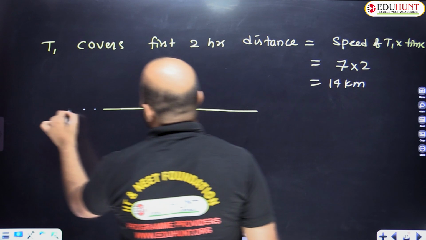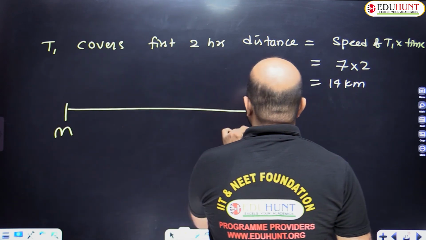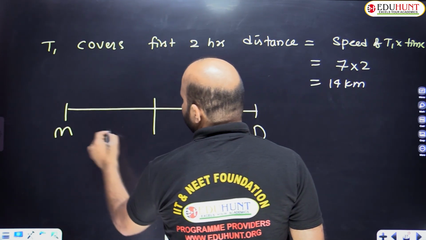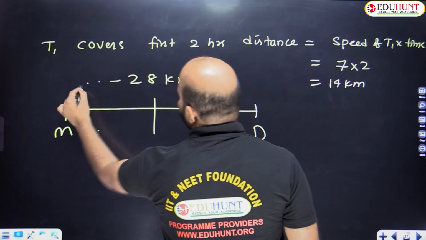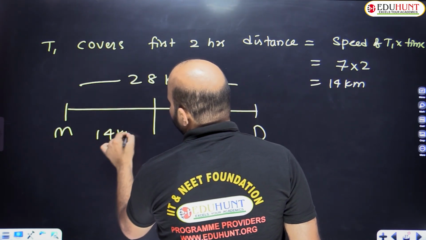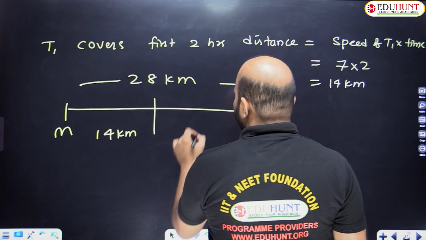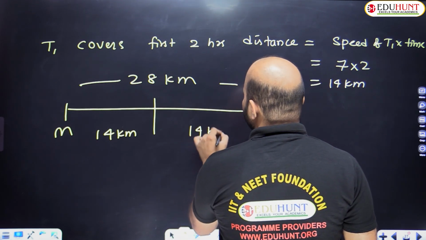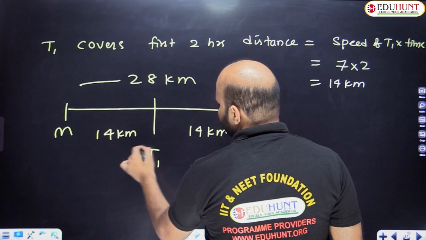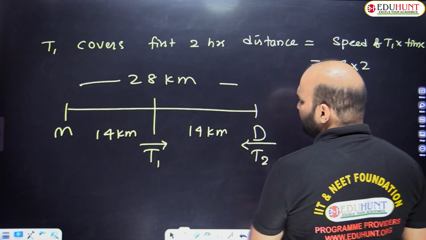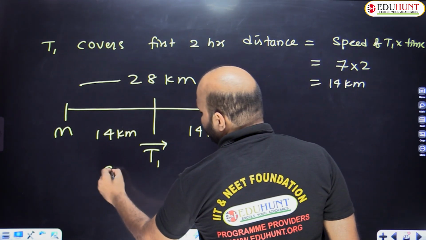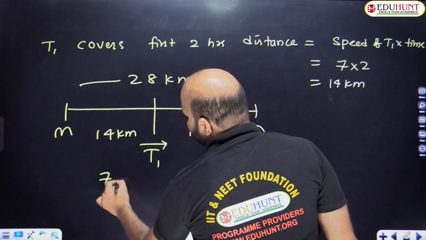So clearly we need to understand, this is Meerut, this is Delhi. T1 covers the first 2 hours distance, and the total distance of 28 kilometers is already assumed. So in the first 2 hours, 14 kilometers is already covered, and the remaining distance left is 14 kilometers. This is the T1 position, this is the T2 position. Both start in opposite directions at 7 am.